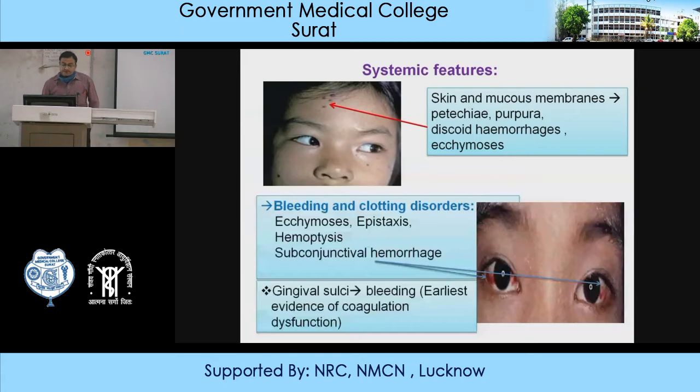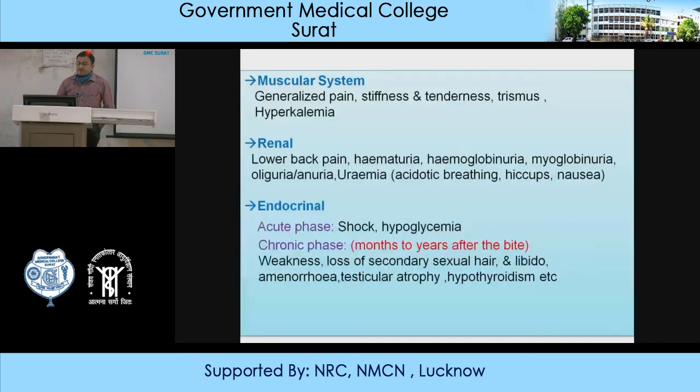Now systemic features in viperine bite. Skin and mucous membrane: petechiae, purpura, discoid hemorrhage, ecchymosis due to coagulopathy, bleeding and clotting disorder, epistaxis, hemolysis, subconjunctival hemorrhage, gingival sulci bleeding, evidence of coagulation dysfunction. Now muscular system: generalized pain, stiffness, tenderness, trismus, hyperkalemia. Renal: lower back pain, hematuria, hemoglobinuria, myoglobinuria, oliguria, anuria. Hematuria and hemoglobinuria are due to hemolysis of the blood.